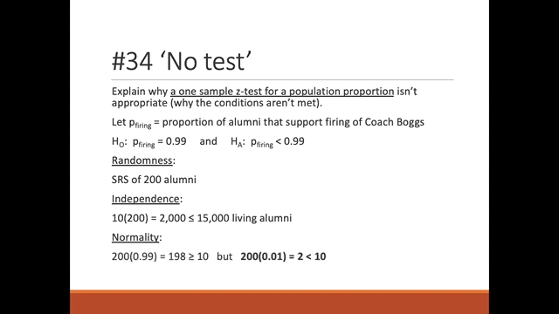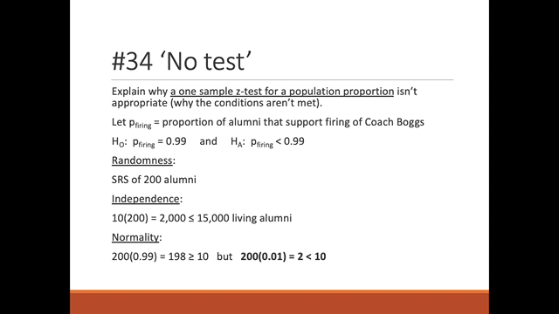The success count is 200 times 0.99. Remember, when you check the normality condition, what you need to do is use the null hypothesis value. So 200 times 0.99, that's 198. That's certainly greater than or equal to 10. But the problem is the failure count. 200 times 0.01 is only 2.